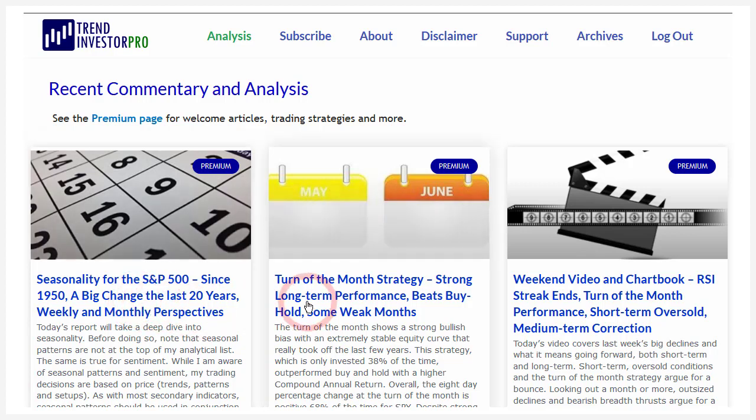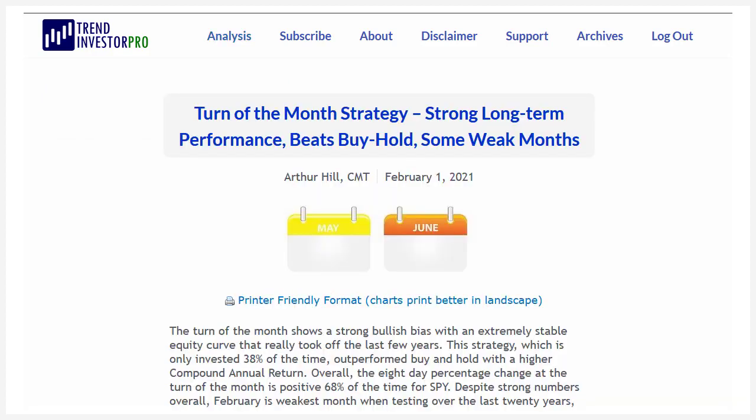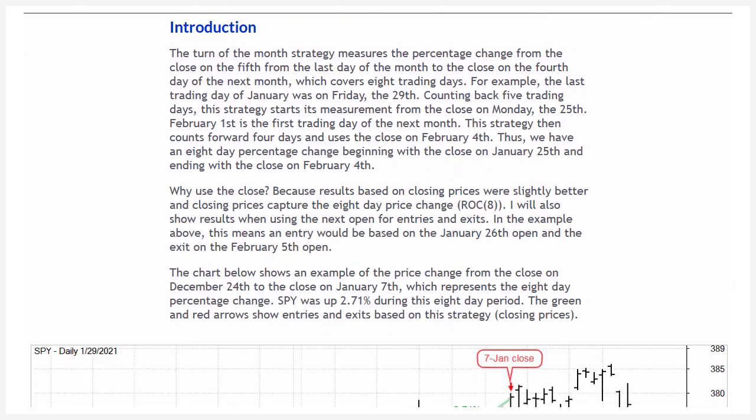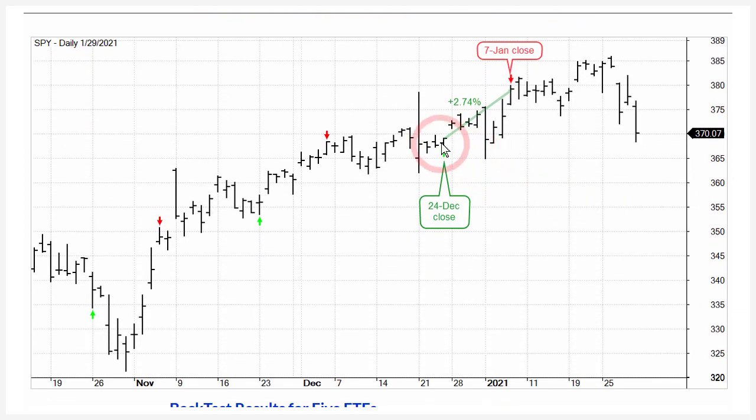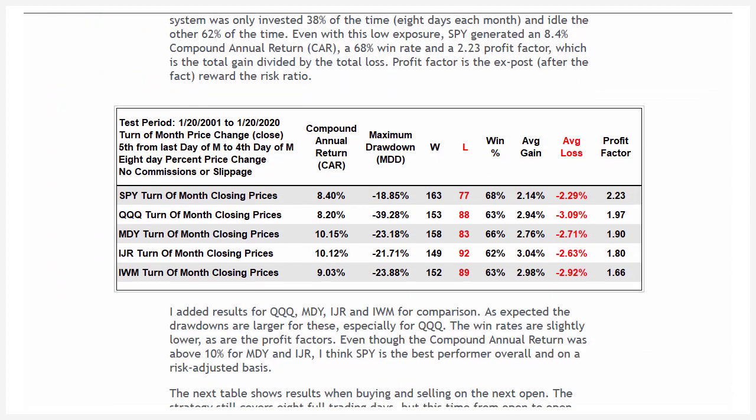And I also highlighted the turn of the month strategy, which involves the last 4 days of one month and the next 4 days of the following month. So here we can see basically would be bullish on the close of the 5th to the last day of the month and hold into the 4th day of the month. And that has a very strong bullish bias. If you just used that strategy, you would have had an 8.4% return, just trading 8 days a month and being basically invested 38% of the time in the S&P 500, 8.4% compound annual return.